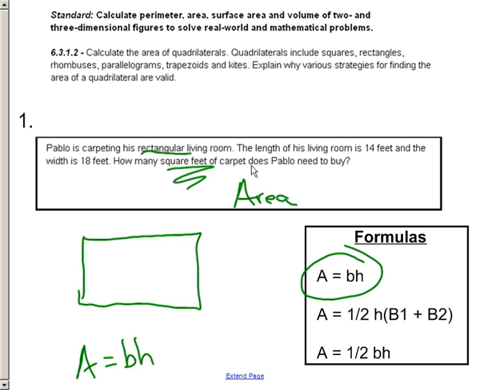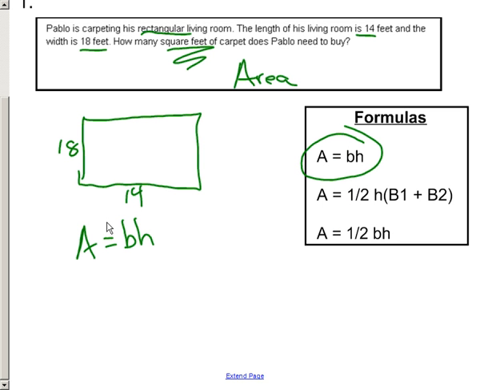So let's go back to the problem. The length of the living room is 14 feet. So I'm going to go ahead and label the length 14 feet. And the width is 18 feet. So we're going to label the other side 18 feet. So now we're going to just follow the formula, and I'm going to substitute and solve. So base times height equals the area. Our base is 14 times our height is 18. And then we're going to solve that.